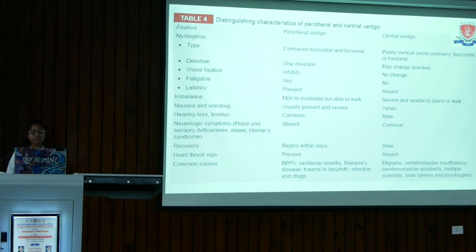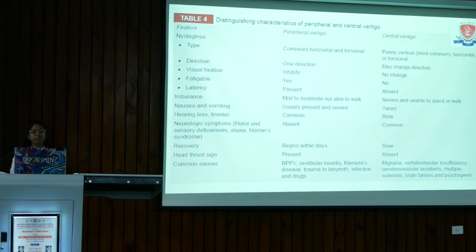The patient may present with imbalance that is mild to moderate, but he is able to walk. Nausea and vomiting are usually present and are severe. Hearing loss is common and neurological symptoms are absent in the peripheral variety, whereas the patient may experience severe imbalance and would be unable to stand or walk. Nausea and vomiting varies. Hearing loss is relatively rare and neurological symptoms are common in the central variety. The recovery begins within days in the peripheral vertigo, whereas it is slow with central vertigo. The head thrust sign is present in peripheral and it is absent in the central vertigo.